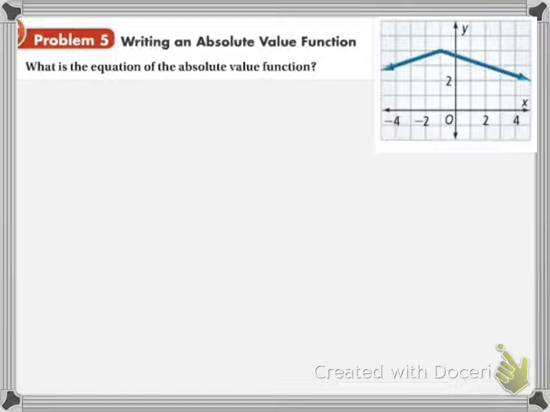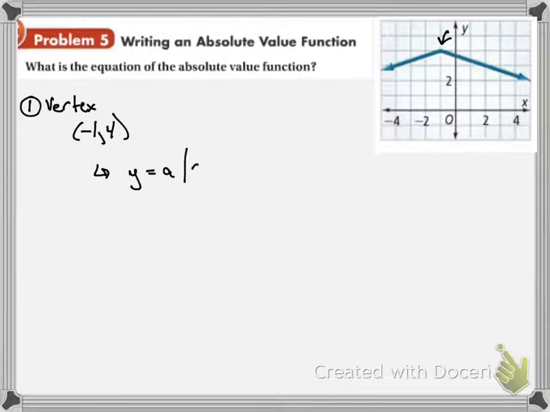Problem 5 is write an absolute value function. What is the equation of the absolute value function? So step 1, find your vertex. Well, where is that located? That's going to be right there. So my vertex is at -1, 4. So there's my -1, 4. So my h and my k are -1 and 4. So that gives me y equals a, we don't know what a is, absolute value of x minus -1, which becomes x plus 1, plus 4. Remember, it's opposite in parentheses.